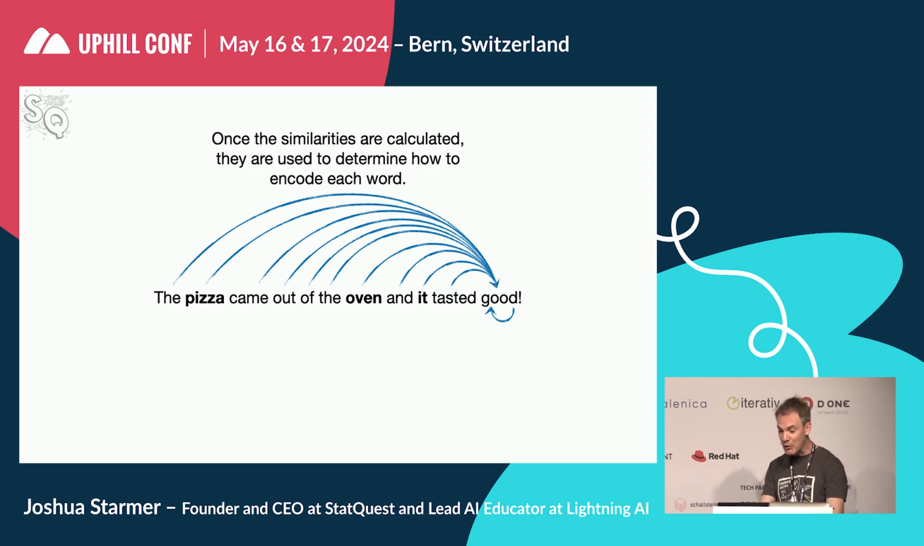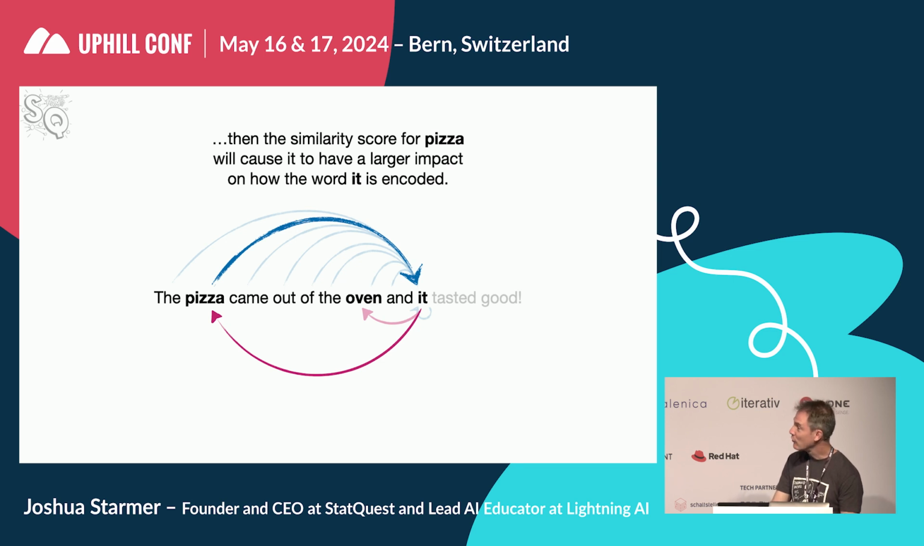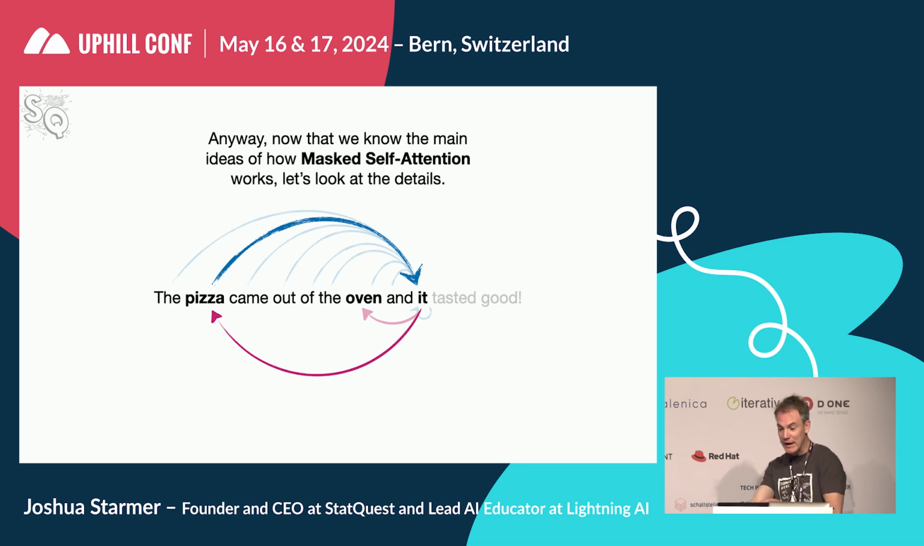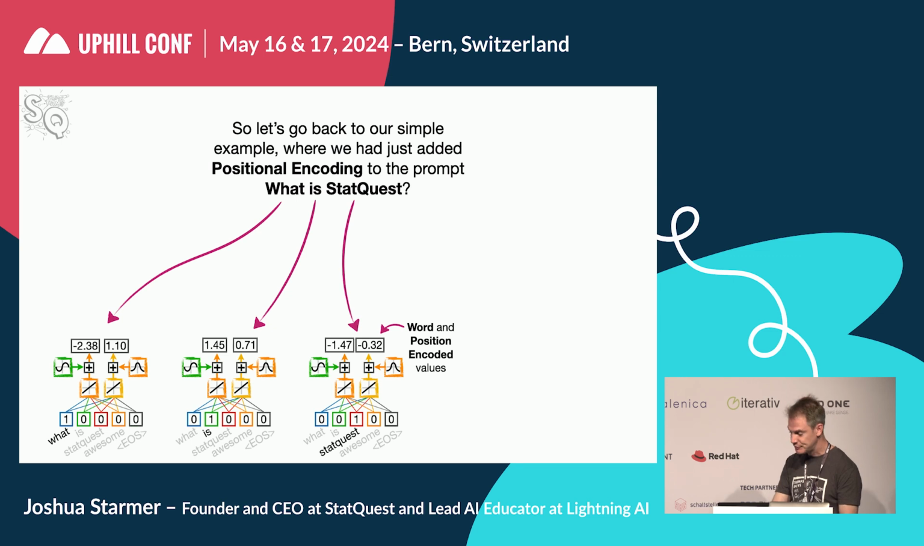Once the similarities are calculated, they are used to determine how to encode each word. For example, if you looked at a lot of sentences about pizza and the word "it" was more commonly associated with pizza than oven, then the similarity score for pizza will cause it to have a larger impact on how the word "it" is encoded. Bam. Anyway, now that we know the main ideas of how masked self-attention works, let's look at the details. So let's go back to our simple example where we had just added position encoding to the prompt, "What is StatQuest?"